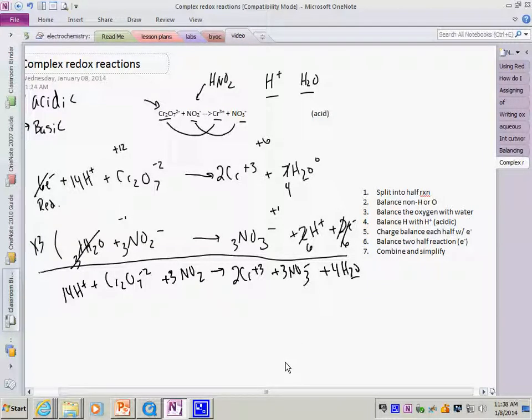I would say you should be aware that there are, in fact, some spectator ions that aren't listed in the problem. Other than that, that's pretty much it. The only thing to do now is to practice a bunch and be able to do it swiftly and easily.